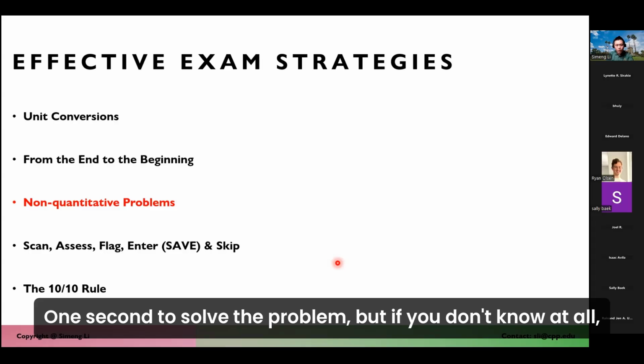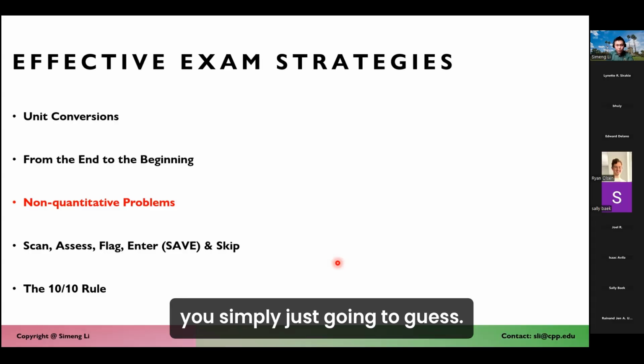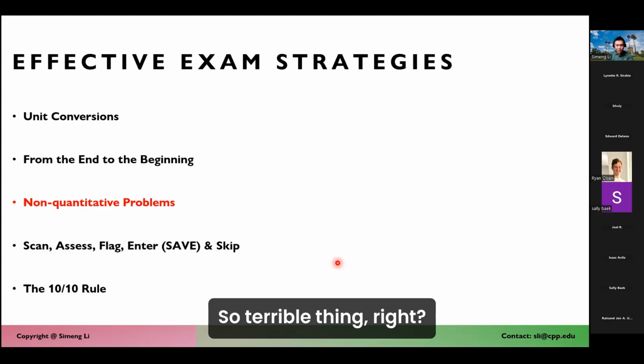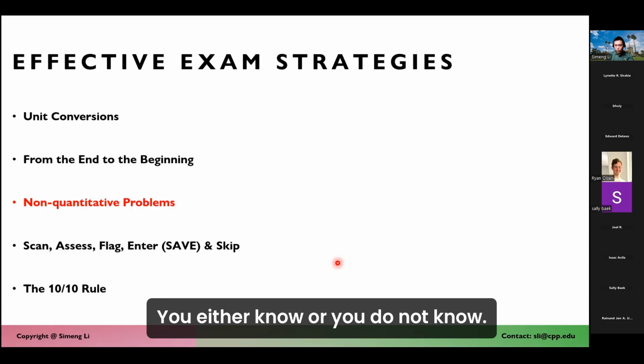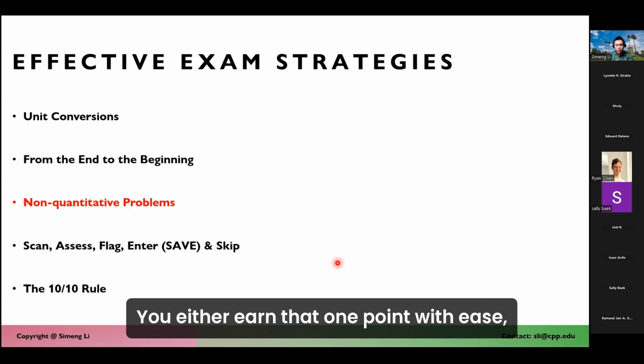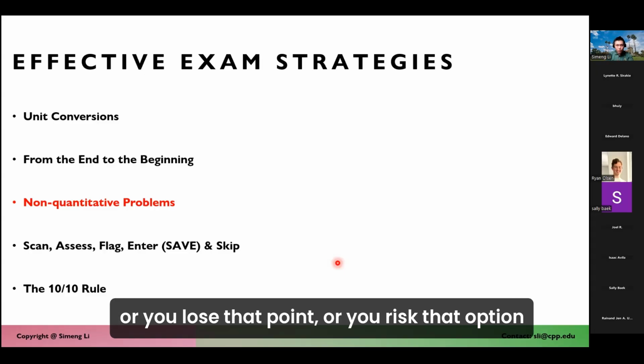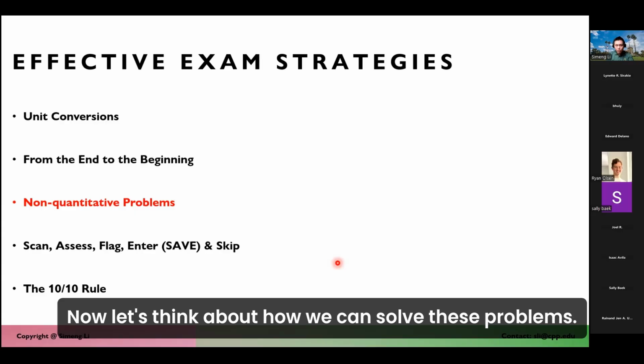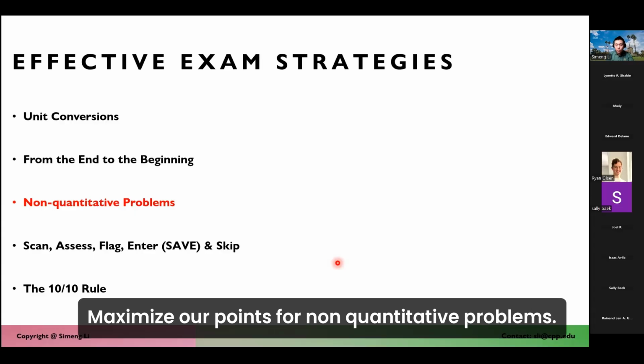But if you don't know at all, you're simply just going to guess. So terrible, right? You either know or you do not know. You either earn that one point with ease, or you lose that point, or you risk that option because you have no idea. Now, let's think about how we can maximize our points for non-quantitative problems.